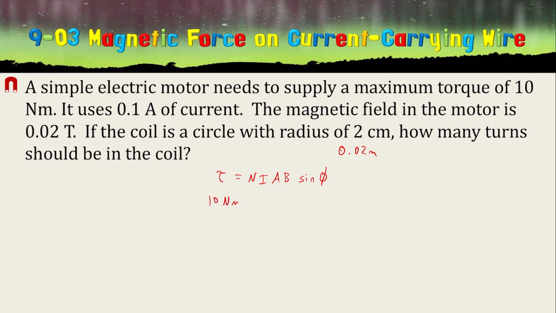We want the torque to be 10 Newton meters. We're looking for the number of loops. I is 0.1 amps. Our area, it's a circle, so it's pi times the radius squared. B is 0.02 teslas. And what's our angle? Well, the maximum for sine occurs when it's 90. So we're going to use 90 degrees, because then sine of 90 is 1, which is the largest sine can be.